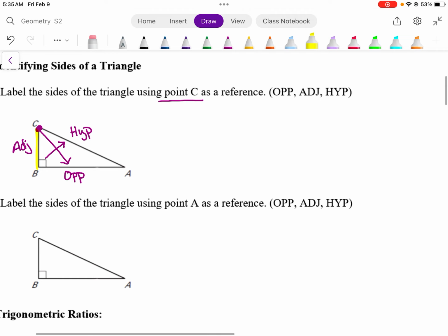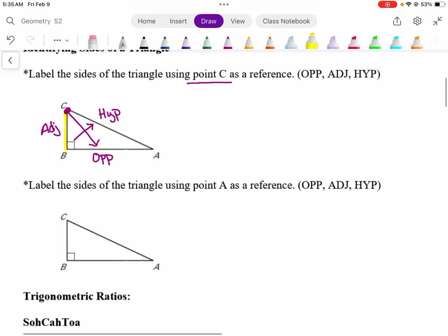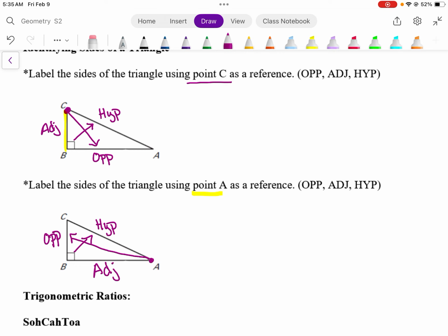Now if we use that exact same triangle, but now we're using point A as a reference, the way that we label it is going to be slightly different. The hypotenuse is still going to be in the same place because it's opposite of the right angle, but this time the opposite is going to be over on the left side, and then the adjacent is going to be on the bottom. So it just depends on what point we are using as a reference point, whether it's point C or point A.